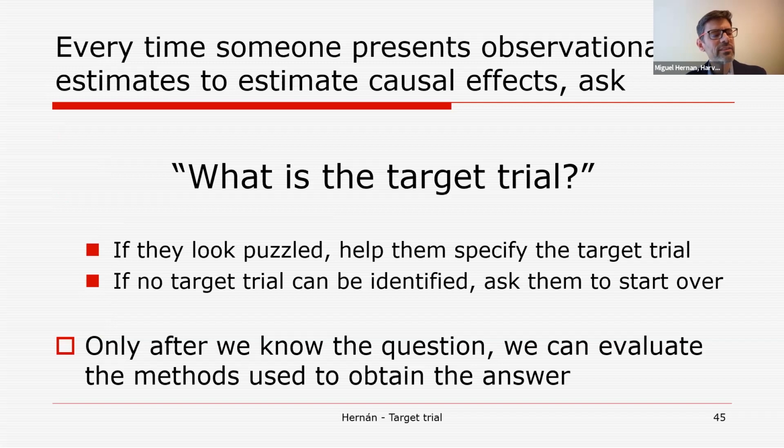And my last slide here is really a message that I like to convey: every time someone presents observational estimates, when they're trying to estimate a causal effect, just ask them, what is the target trial? Because if they don't know, you can help them. And in fact, sometimes you can find that there is no target trial that can be mapped into the analysis that they are doing, which is great. Then they can start over. And the really important point is that only after we know the question, only after we know what the target trial is, can we evaluate the methods that are used to obtain the answer. Thank you.